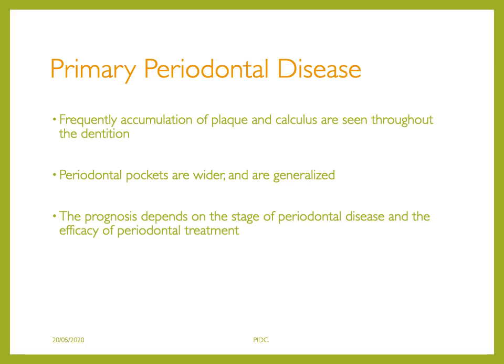So primary periodontal disease completely occurs due to periodontal pathogens, and there will be frequent accumulation of plaque and calculus. Mostly the pulpal activity will be vital, that is, the pulp test yields a normal reaction. Then periodontal pockets are wider and generalized. Treatment is periodontal treatment and the prognosis depends upon the stage of periodontal disease.